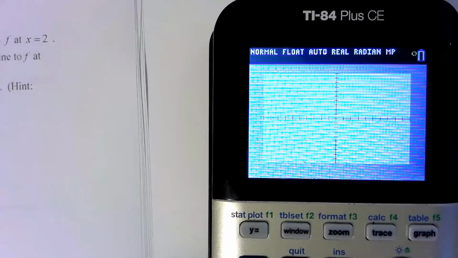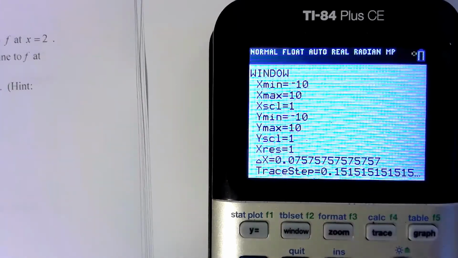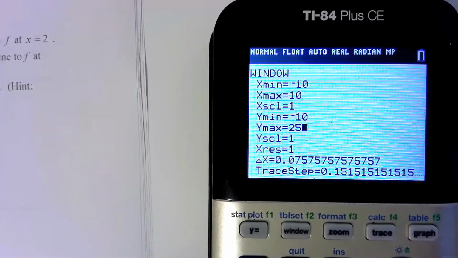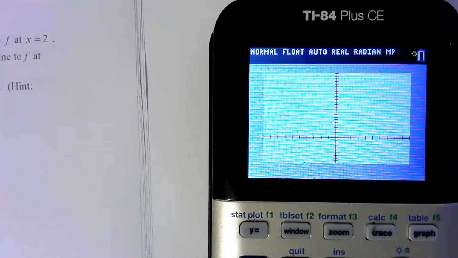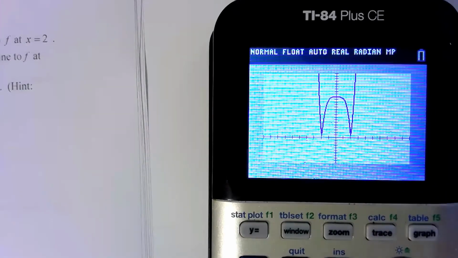Back to a zoom 6, and then g prime of 0. So remember, I had to fix my window there a little while ago, and I went up to 25 in the y direction so I could see what's going on up there. And at 0, that's a horizontal tangent, so definitely the slope of the tangent line is 0 there.